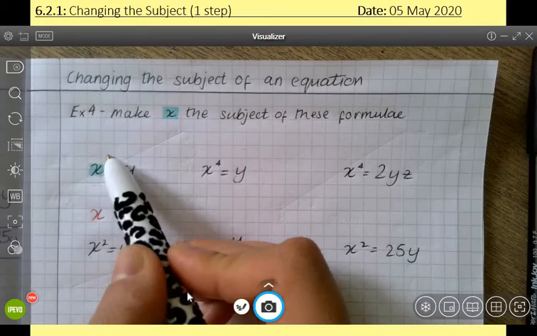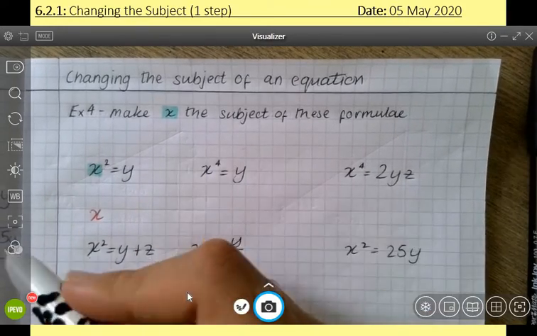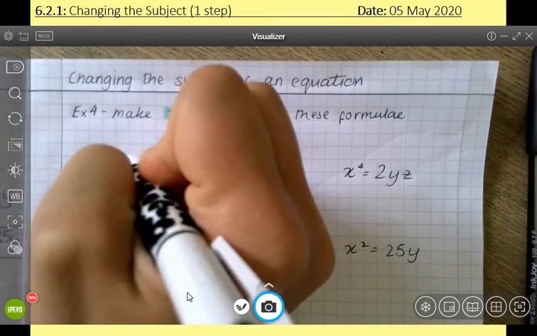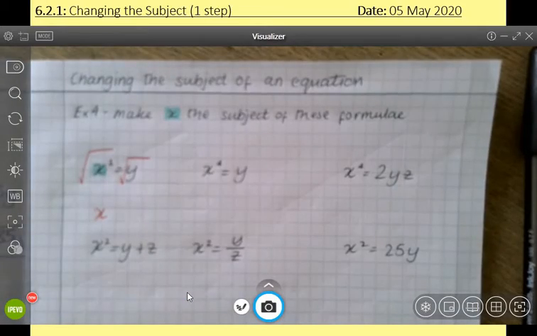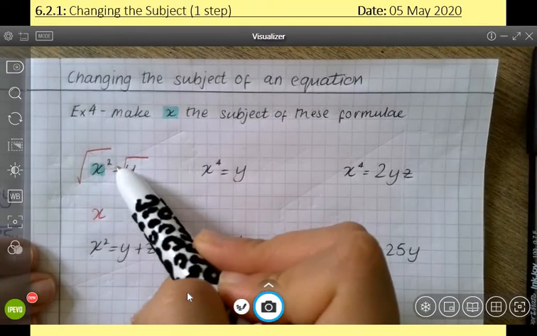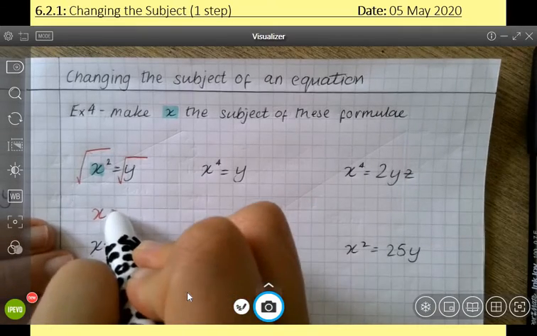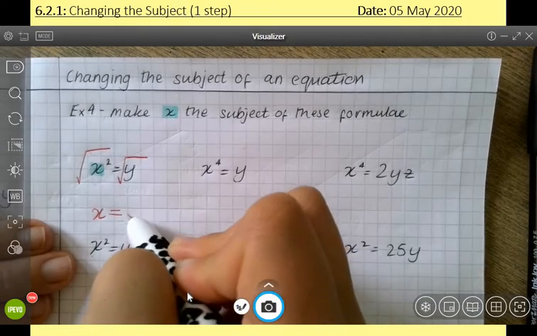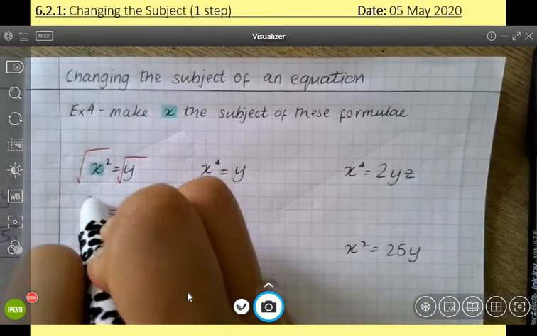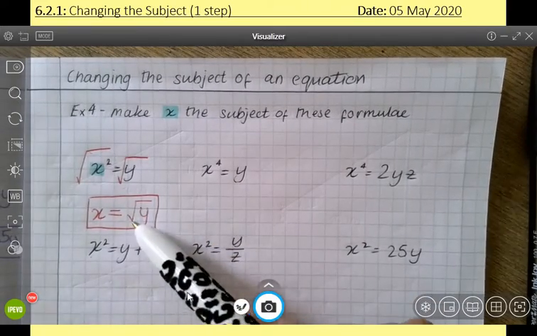So we have to do the inverse or the opposite of square. Now the inverse of squaring something is square rooting something. So we want to square root both sides of this equation. Squaring and square rooting are opposites of each other, so they cancel each other out and leave us with x on the left-hand side. On the right-hand side, we are left with the square root of y. And now we have made x the subject of the equation, because we just have x equals something.